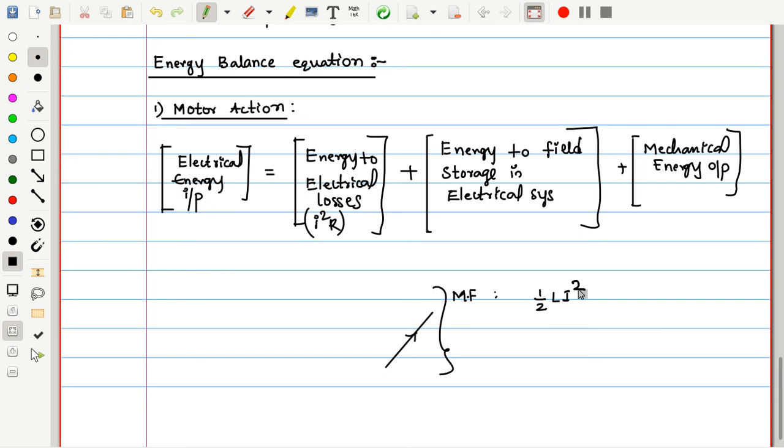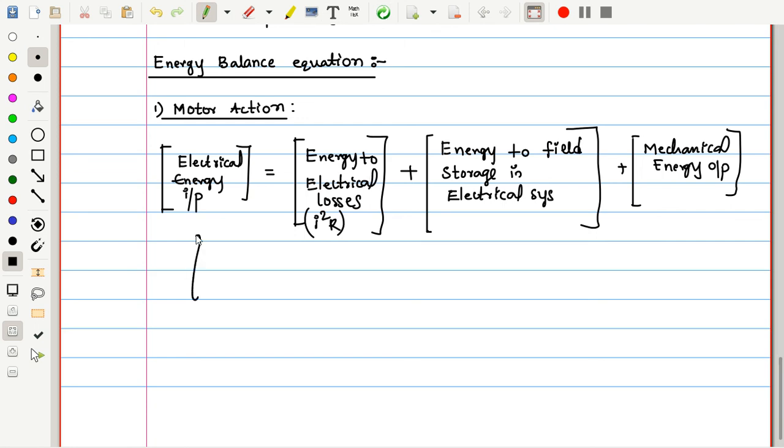So it doesn't mean that it is a loss, it is the stored energy. So this may be utilized, a part of the energy may be extracted as mechanical energy output. That's why we are dealing with these three components in motoring action. That is, electrical energy as an input, there will be certain losses, there will be certain stored energy in the magnetic field, and there will be mechanical energy output. So these three terms we frequently deal with.